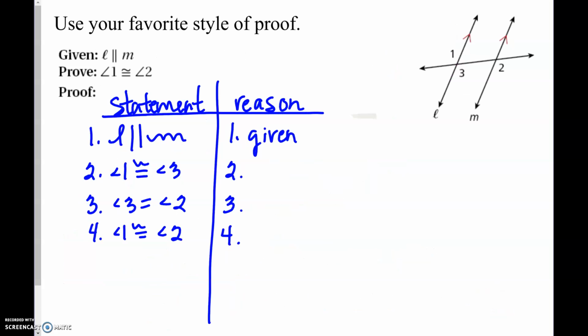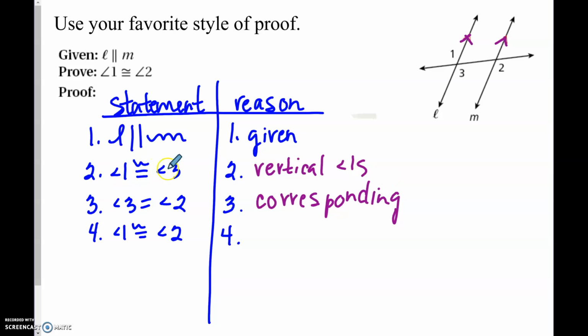All right, next proof here. I've got some of it already filled in and some of it we'll talk through. So L is parallel to M, and we do have those marks on here already that L is parallel to M. And 1 is congruent to 3. Why can we say that? Because they are vertical angles. And then why is 3 congruent to 2? Well, because we have those parallel lines, those are considered corresponding angles.